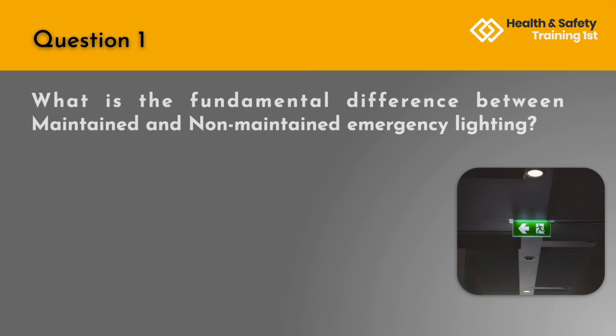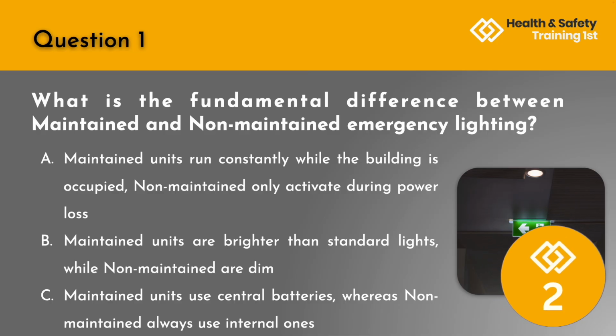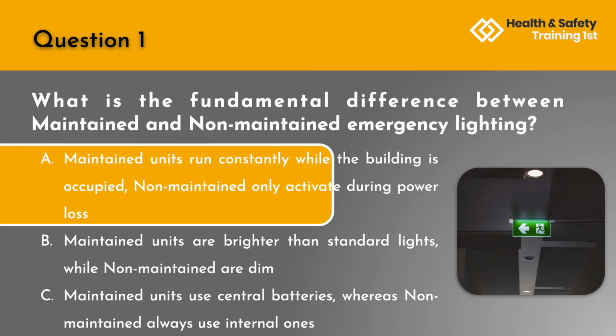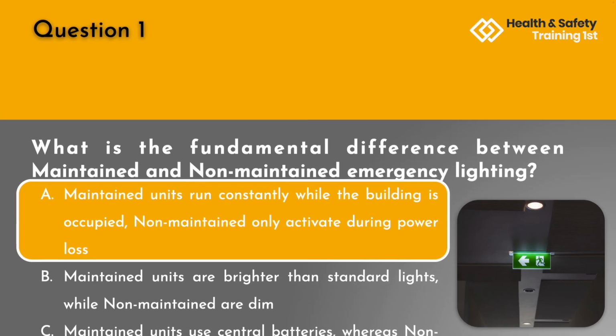Question 1. What is the fundamental difference between maintained and non-maintained emergency lighting? A. Maintained units run constantly while the building is occupied, and non-maintained only activate during power loss. B. Maintained units are brighter than standard lights while non-maintained are dim. Or C. Maintained units use central batteries, whereas non-maintained always use internal ones. The correct answer is A. Maintained units run constantly while the building is occupied, whilst non-maintained only activate during power loss.